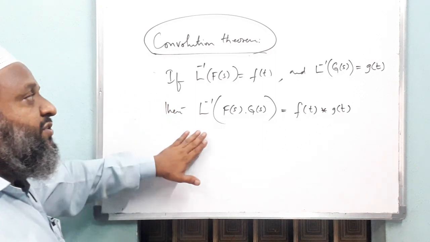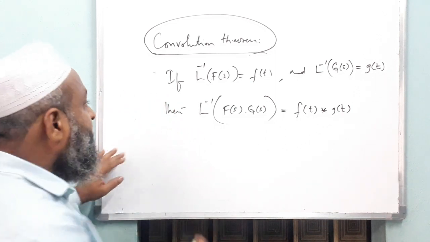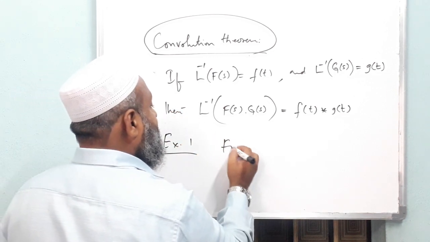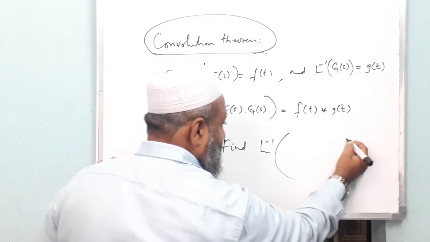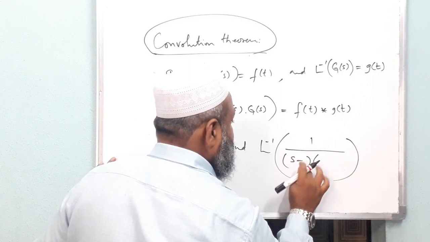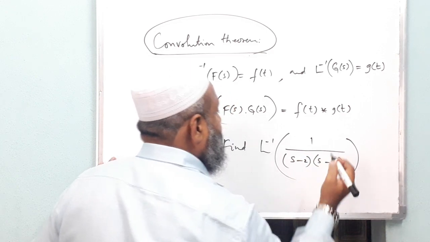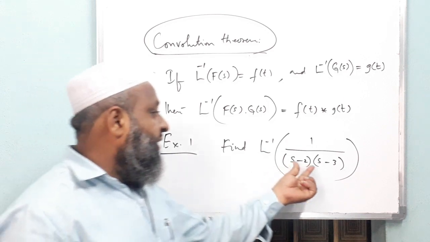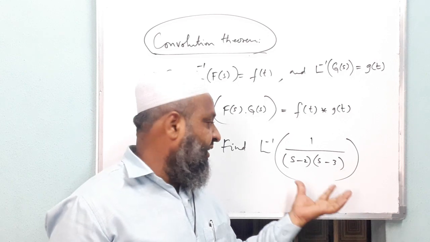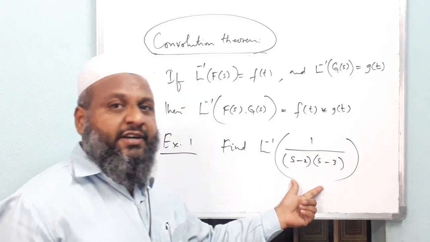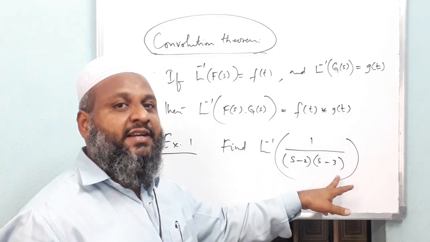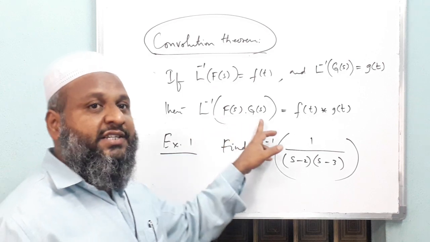Right now, let us use this theorem to find the inverse. Let's do a problem. Example 1. Find L inverse of 1 by s minus 2 into s minus 3. Now we have two options. Either you split into partial fractions and then take separate L inverses, which we have done in the earlier class. The other way is to treat it as 1 by s minus 2 into 1 by s minus 3. Then it looks like L inverse of F of s into G of s.